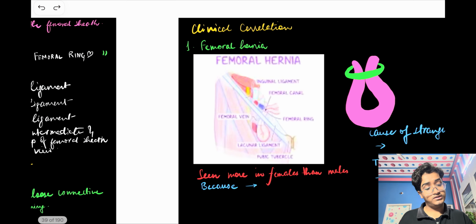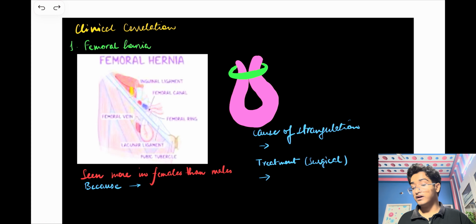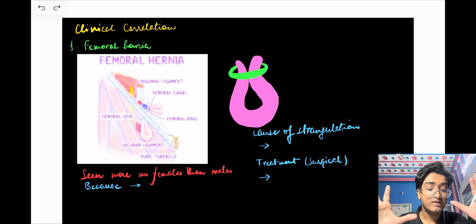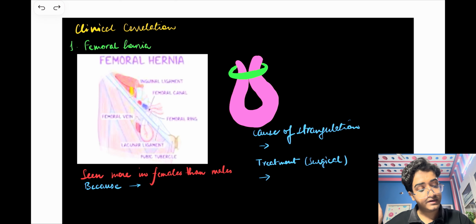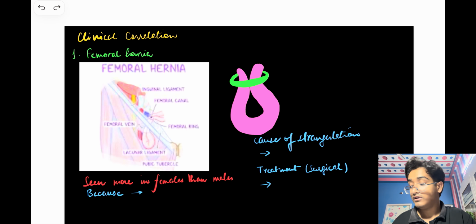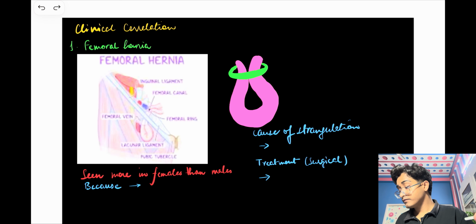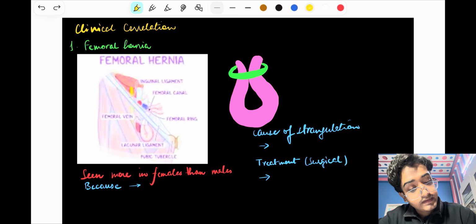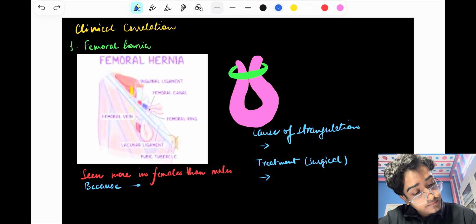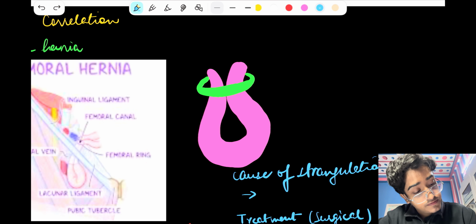Now we are heading to the clinical correlation, which is the femoral hernia. It is quite different from the inguinal hernia because the inguinal hernia has a greater surface area through which the intestinal components are going to protrude, but in case of femoral hernia, the opening is quite narrow. Femoral hernia is a protrusion of abdominal contents. It's a clinical condition. Let me give you the definition.